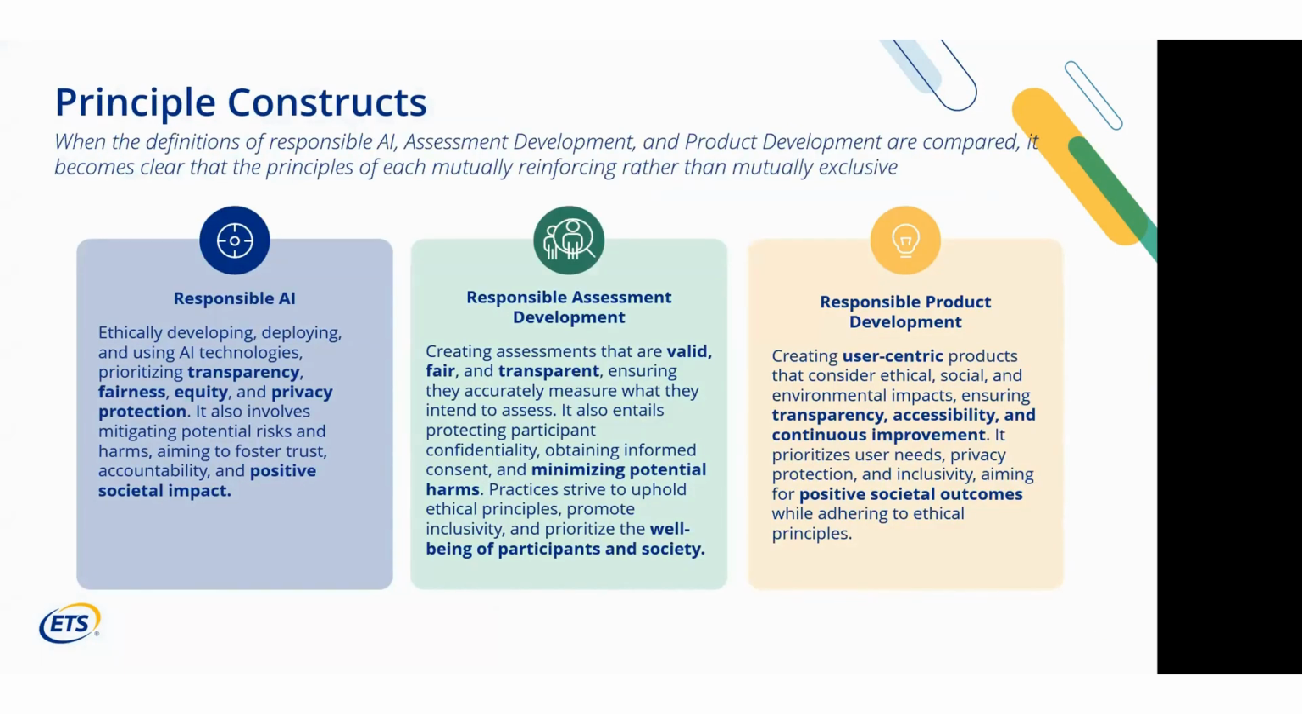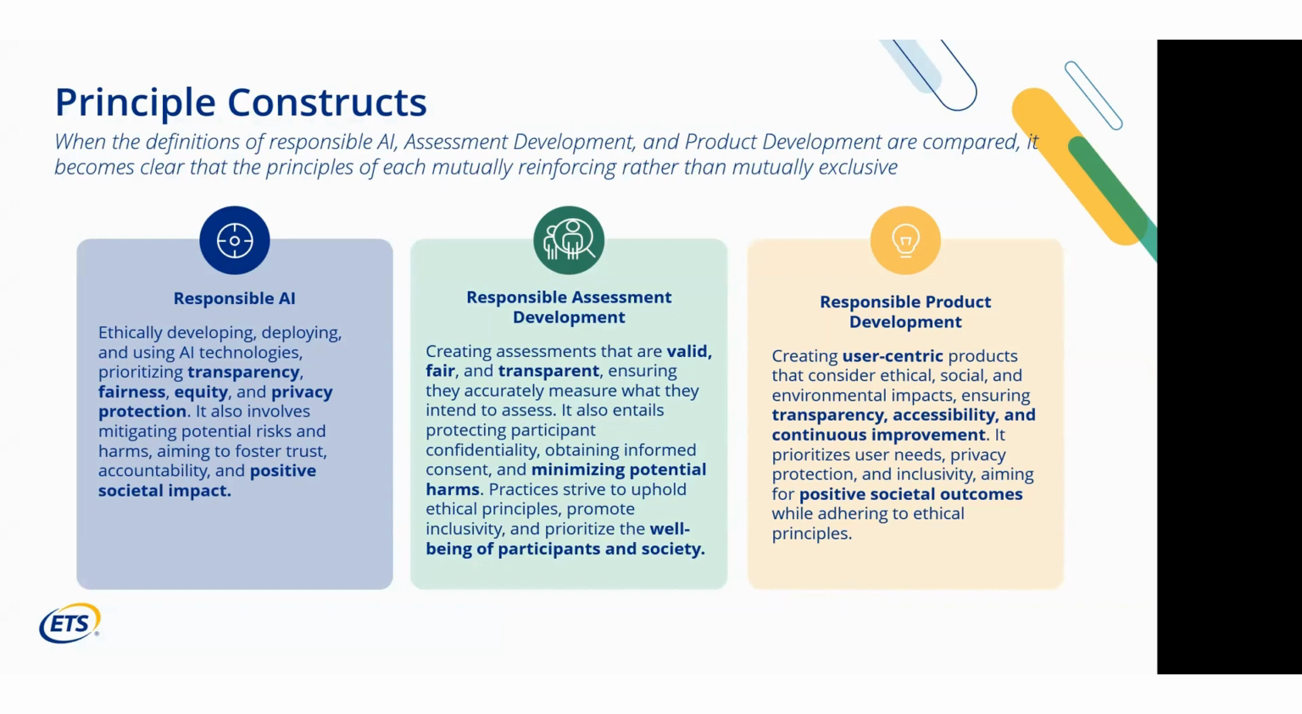When we started to develop our standards for responsible and ethical AI, which will be published later this year, we started to think about these different constructs. So what responsible AI is, what responsible assessment development is, and what responsible product development is. A number of literature reviews were done to really define each of these things. And what we saw when we started to define them is that there's so much overlap between how people are thinking and researching and talking about responsible AI, responsible assessment development, and responsible product development.